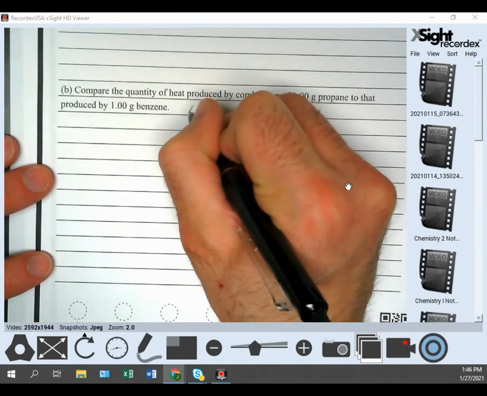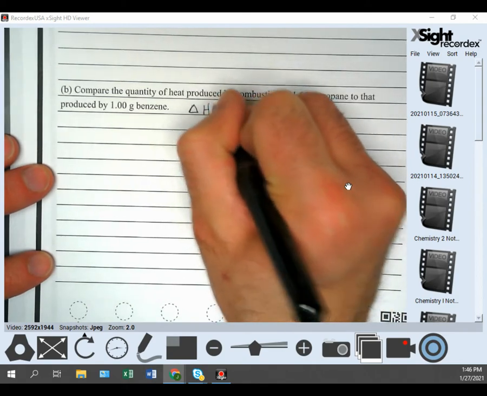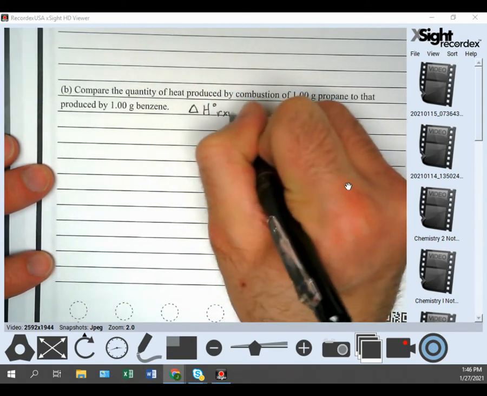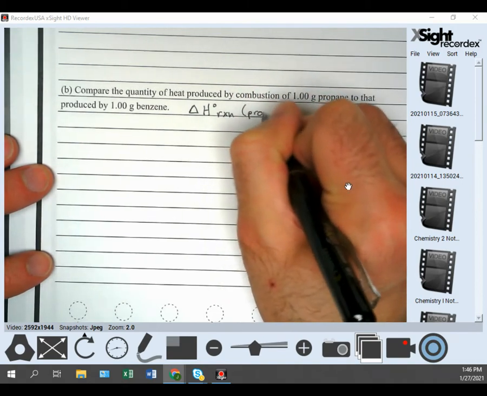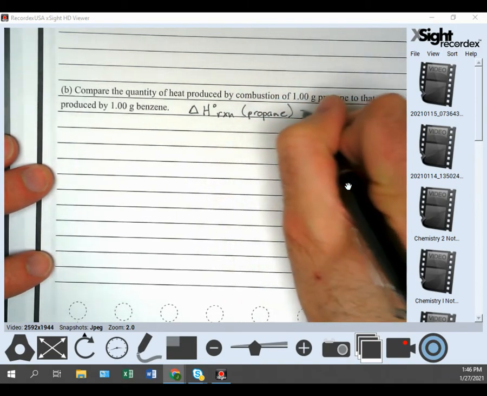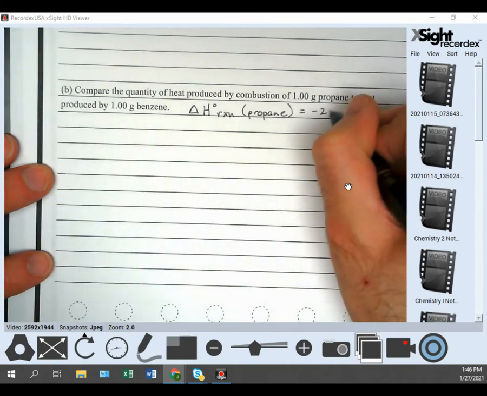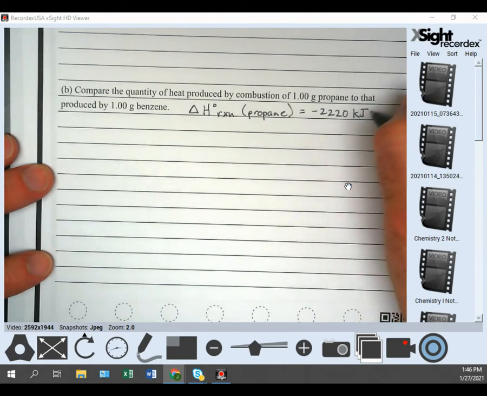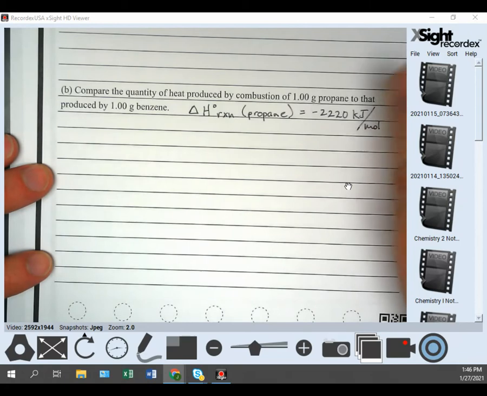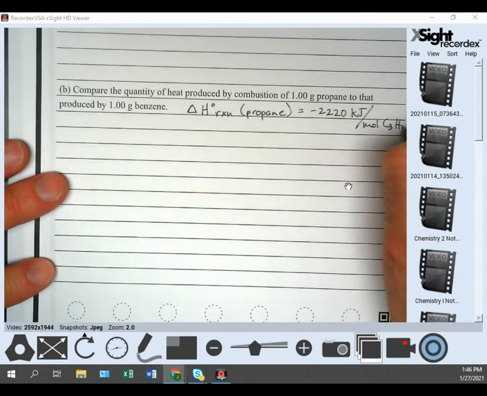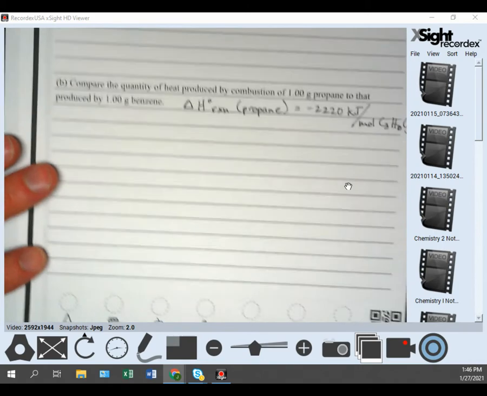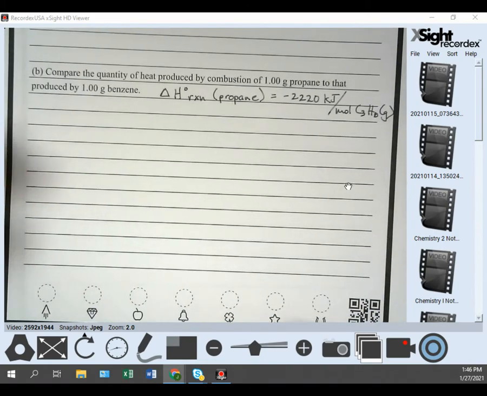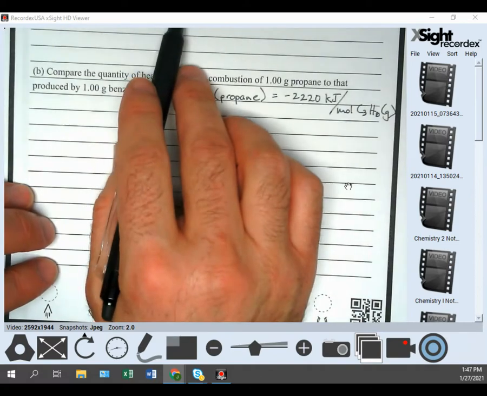They did the work to figure out the delta H of the reaction for propane, which is negative 2,220 kilojoules per mole of propane, which is C3H8 gas. Okay. So you would need that information in order to do this. So we need that, and then we need this up here that we have.